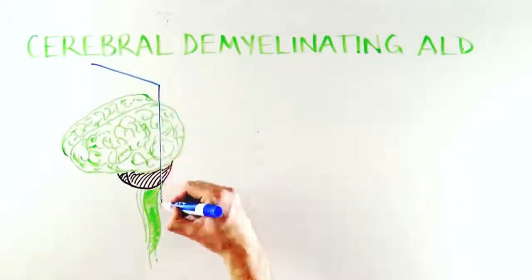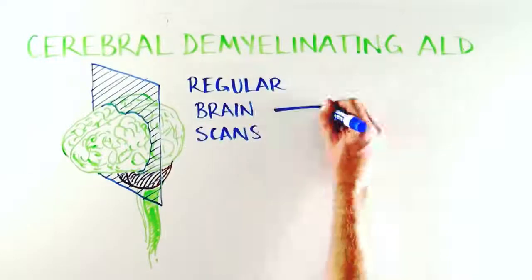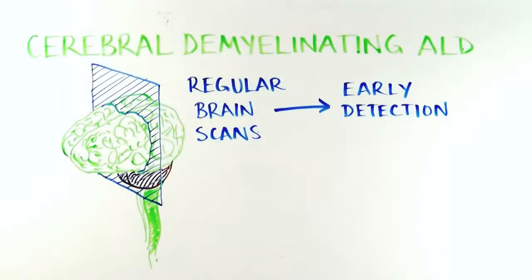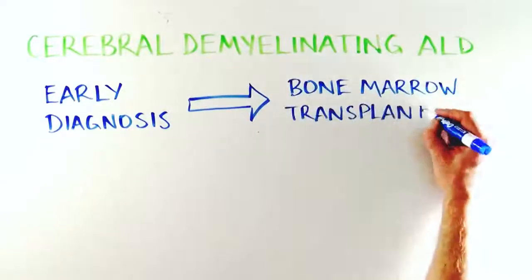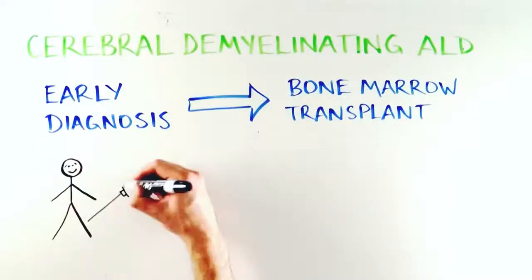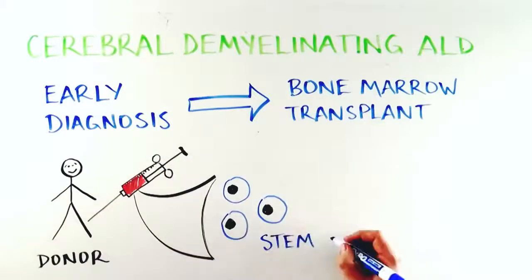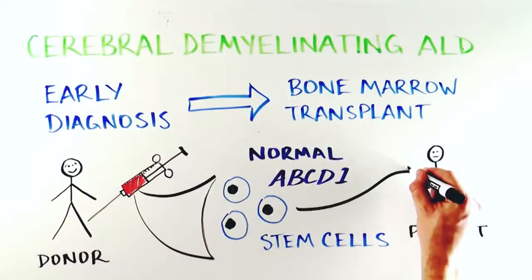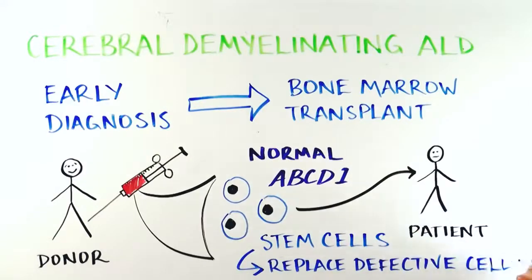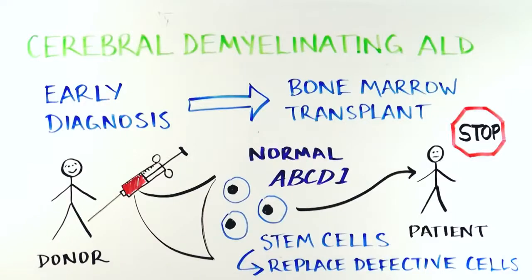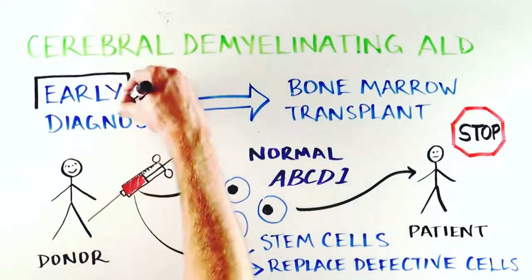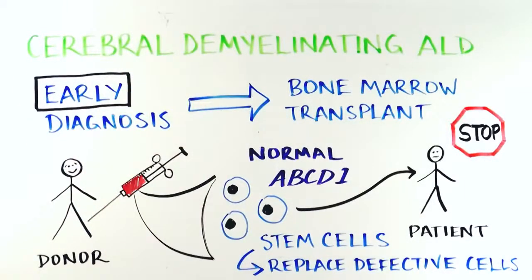So regular brain scans help doctors detect the onset of the brain damage early. When diagnosed early, cerebral ALD can be stopped with a bone marrow transplant from a matched donor. The donor's bone marrow contains stem cells that don't have an ABCD1 mutation. These stem cells can replace the patient's defective white blood cells and stop the brain inflammation. This procedure only stops the progression of cerebral ALD if it is started very early in the course of disease, within a few months. This is why monitoring for cerebral ALD in boys and men is very important.